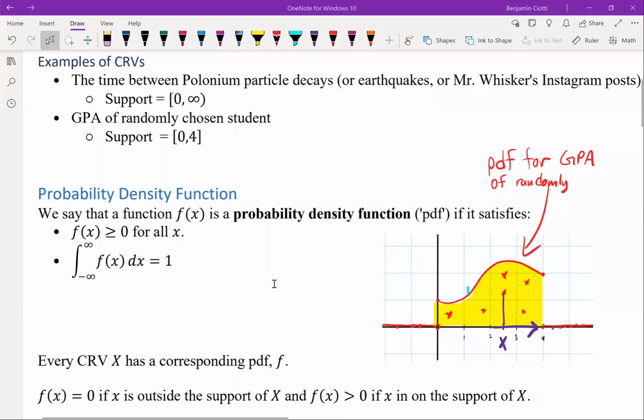Oops, I just realized I didn't finish my sentence. A randomly chosen student. There we go.